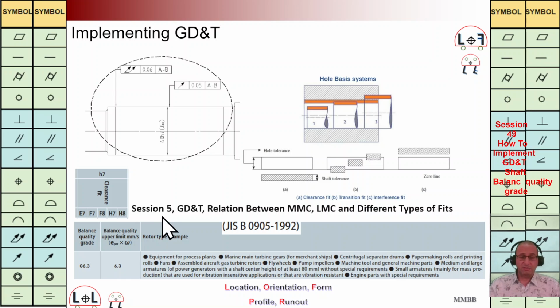The next item I would like to highlight is balance quality grade. Let's say G as a grade based on this standard, JIS B0905-1992. For different applications, we are going to have different quality, different G. Let's say if it is a flywheel, we need to use G6.3.